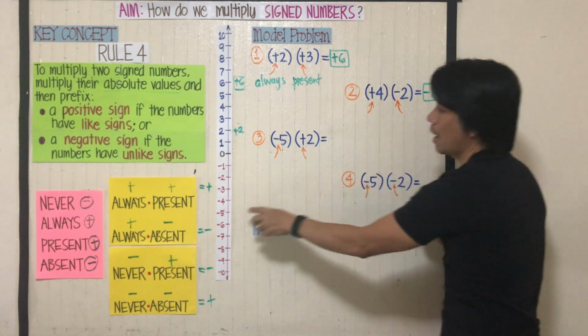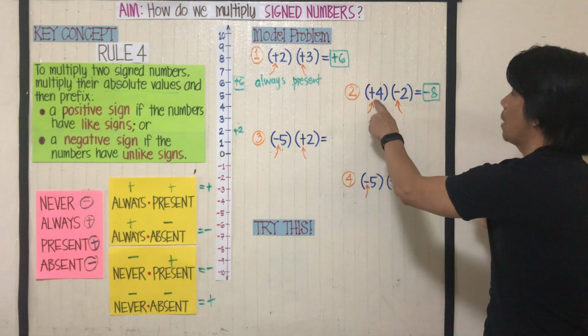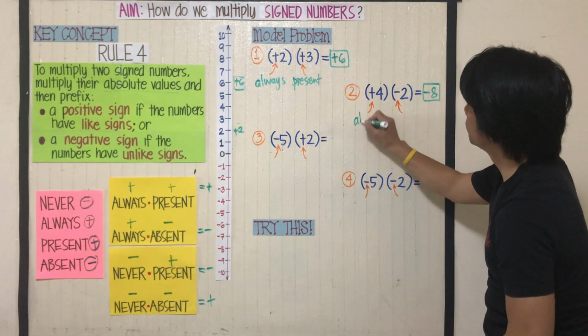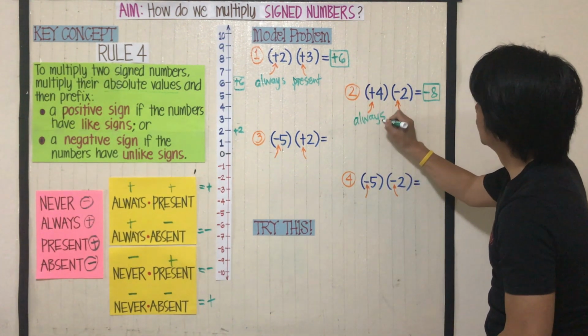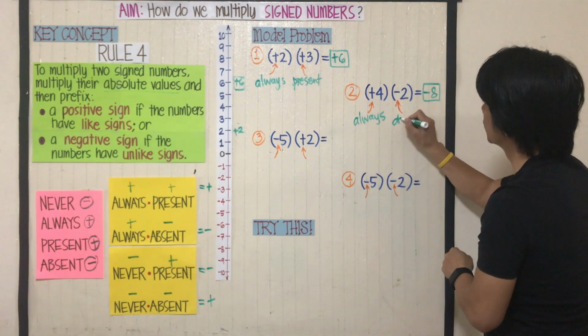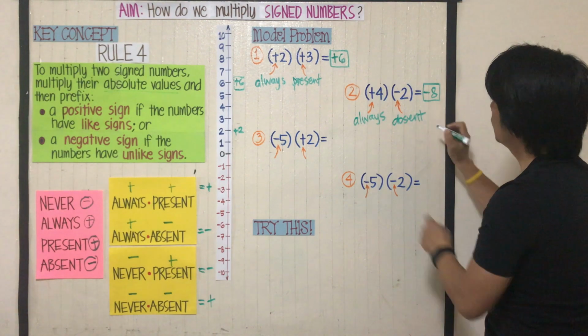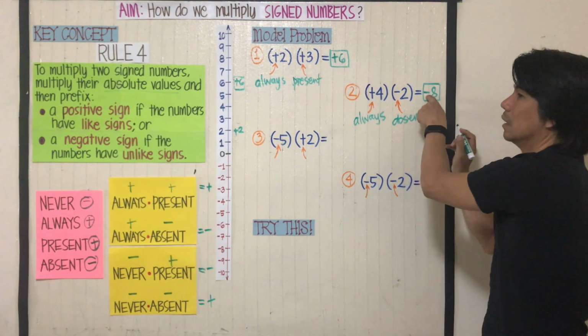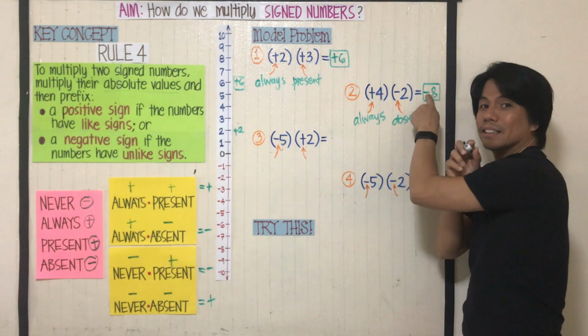Now how do you apply this? Positive means always. The second number is negative, so always absent. If you're always absent, you will fail. That's a negative thing.